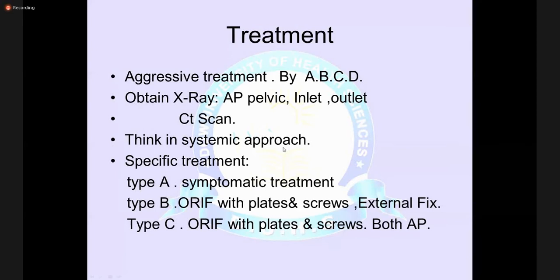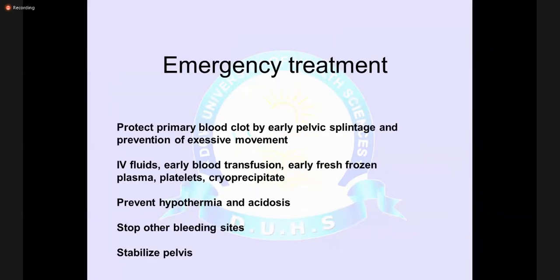A specific treatment, type 1: in the type A fracture, symptomatic treatment needs only immobilization and analgesics, while the stable fracture involving the pelvic rim is fixed by plates, screws, and external fixator. But as in the previous slide, I showed the unstable fracture, which needs open reduction and fixation with plates and screws, and plate and screw both can be used.